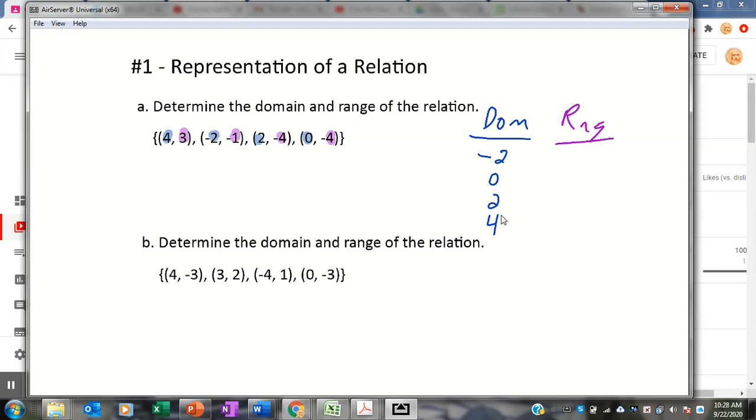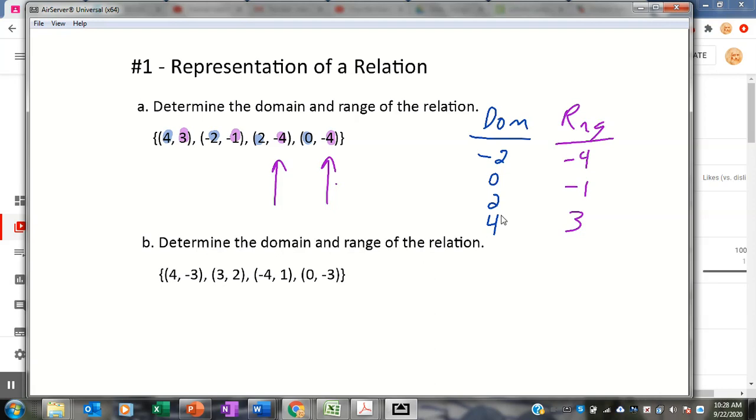Once is fine. Now for range, we are going to list the y values. And so we're going to go smallest to largest. So -4, and then -1, and then 3. And notice right here, there was a -4 right here, and then there was a -4 right there. You do not need to list it twice in the list. You only list it once.